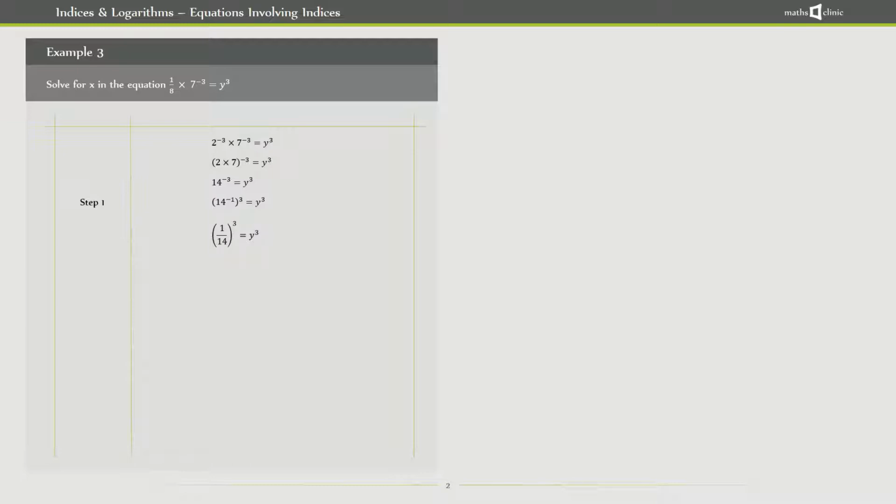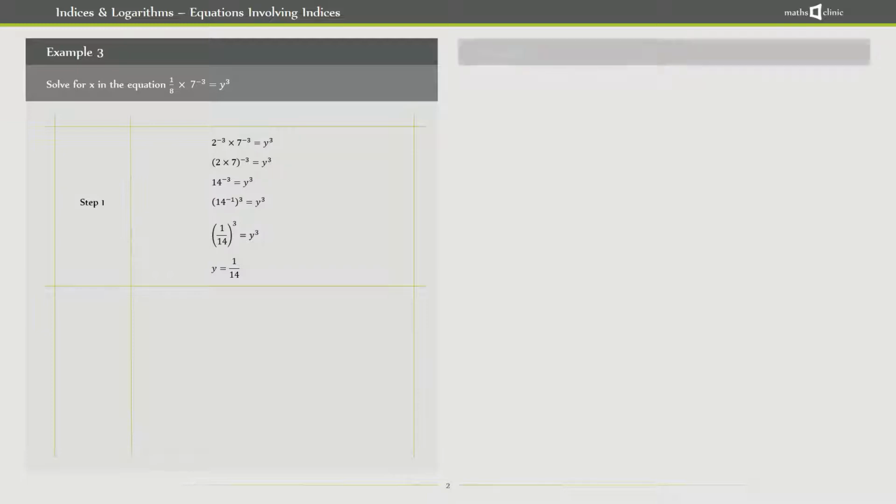Okay, and if I have 1 over 14 to the power of 3, I think we've achieved what we're after. 1 over 14 to the power of 3 equals y to the power of 3. I believe you would agree with me that y equals 1 over 14. Very simple, very straightforward. I think we actually solved that in just one step. So these equations are really easy, though they do sometimes get somewhat complex.